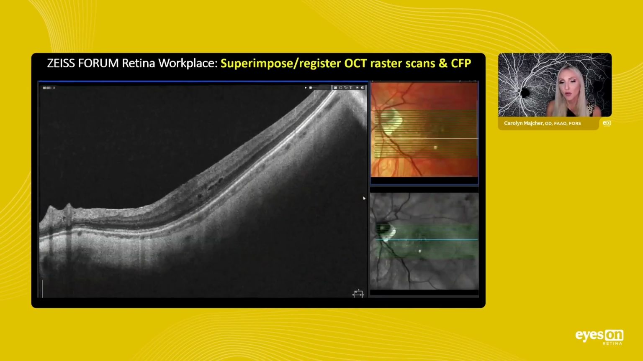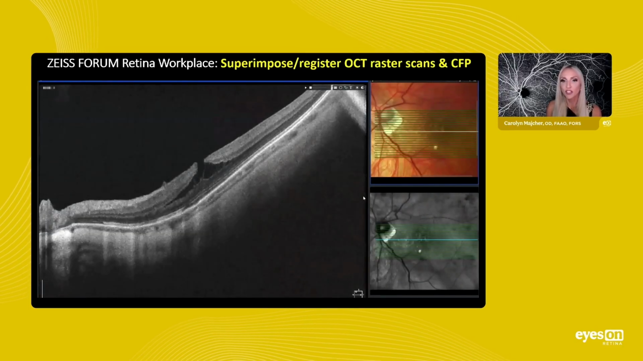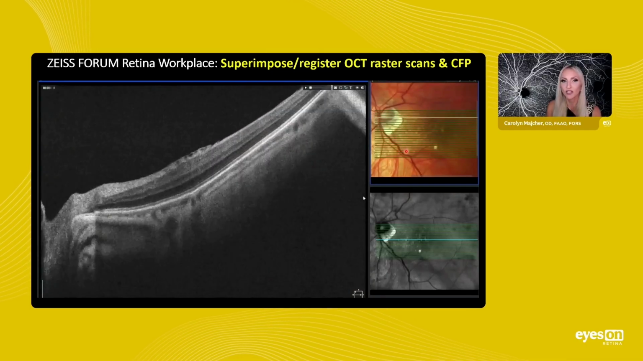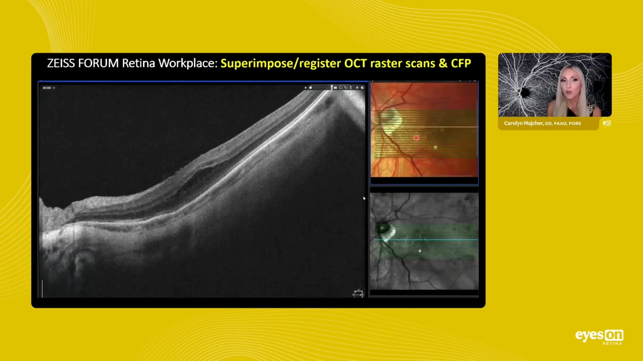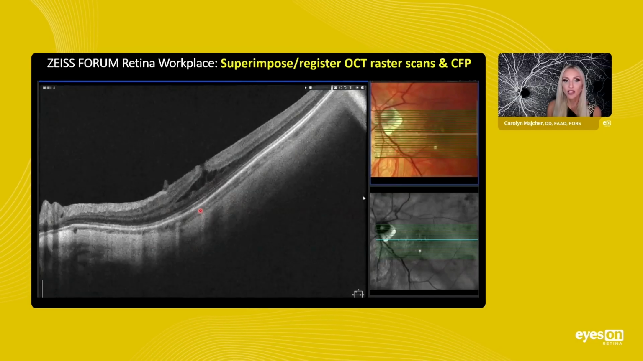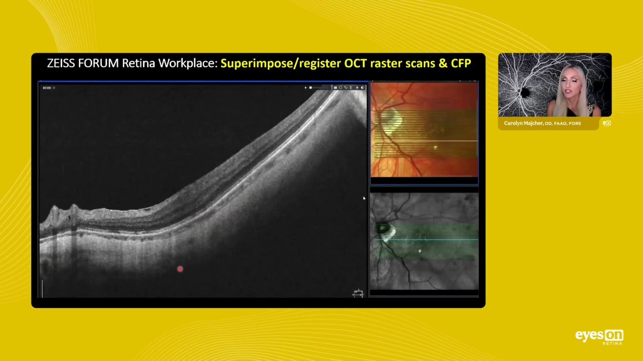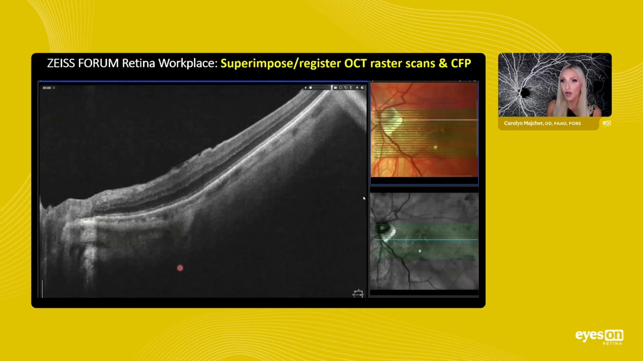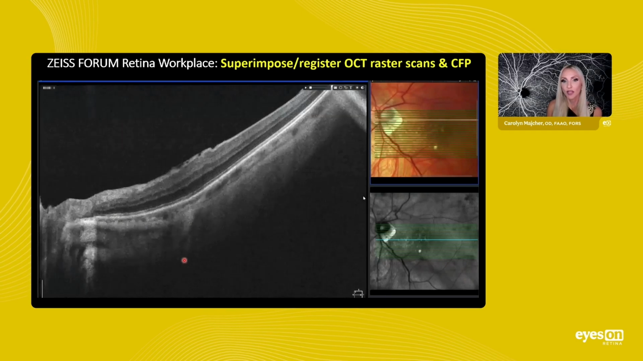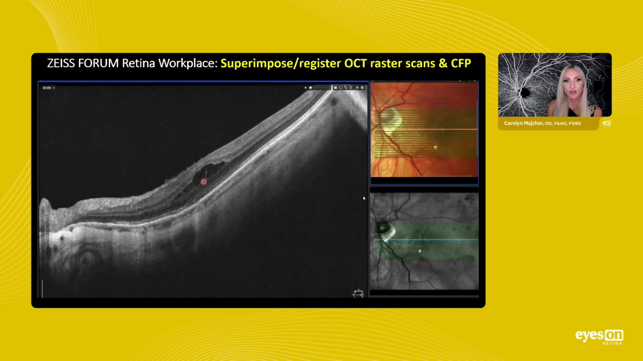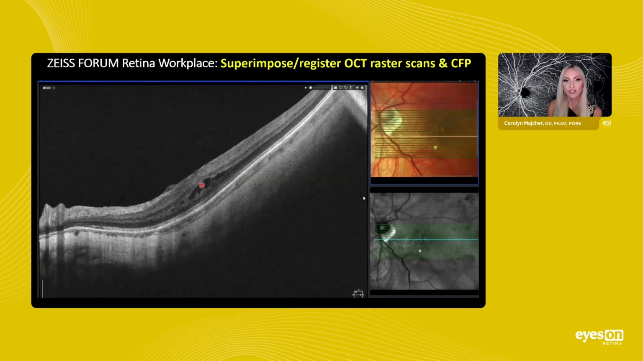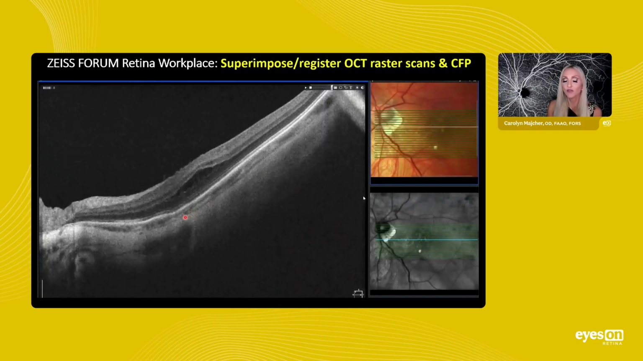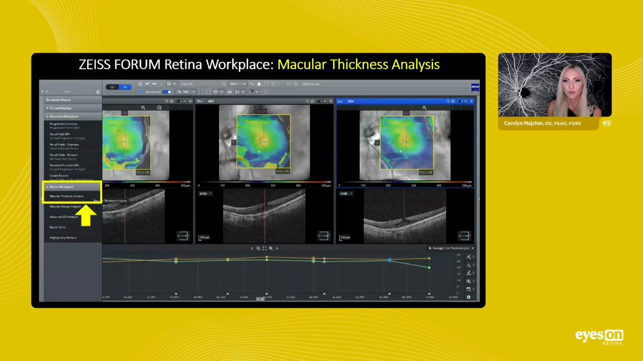Here in the Forum Retinal Workplace, I've now superimposed and registered those OCT raster scans on top of my color fundus photography. We can see the areas of hypopigmentation correspond to areas of choroidal hypertransmission and some RPE thinning. Of note, she also has myopic tractional maculopathy, where in the foveal region there's almost like an inner retinal schisis with an overlying epiretinal membrane, and a very thin choroid in this particular patient.